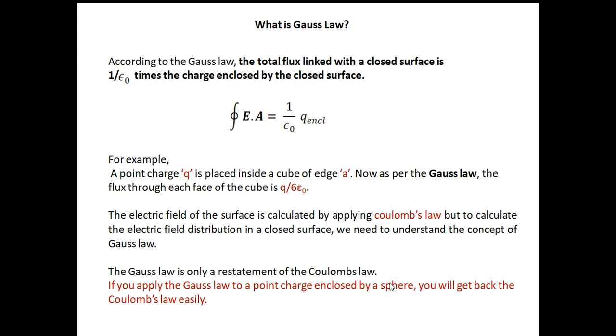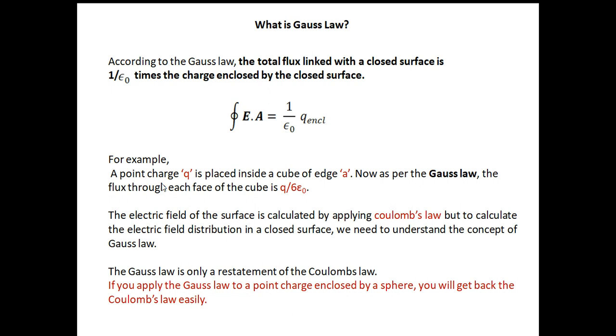So now, finally, what is Gauss's law? With so much discussion of flux, Gauss's law says the total flux linked with a closed surface is 1 upon epsilon 0 times the charge enclosed by the surface. So this word "enclosed" is very important. So you have the integration over a closed surface of E dot dA equal to 1 upon epsilon 0 Q enclosed.